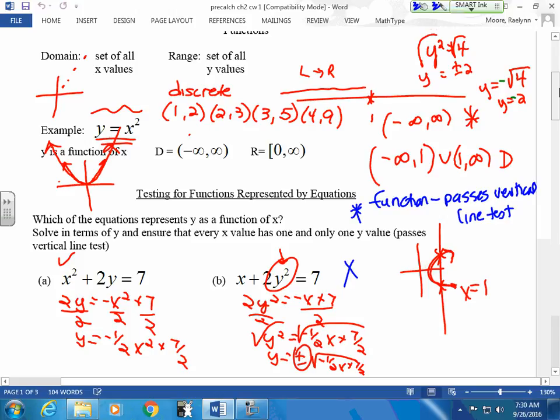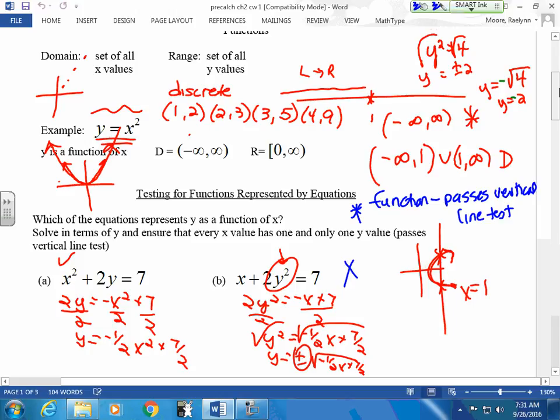If it passes a horizontal line test, then it is a one-to-one. What does a one-to-one function mean? Why do we look to see if it passes a horizontal line test? We want to see that the y's don't repeat. What are we testing for when we do that? Good, to see if the inverse is a function.